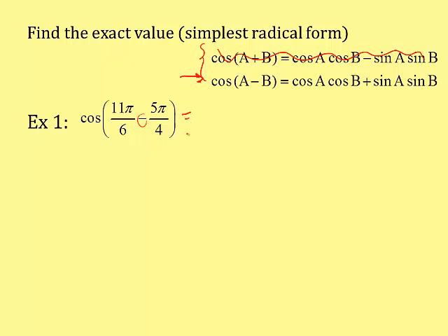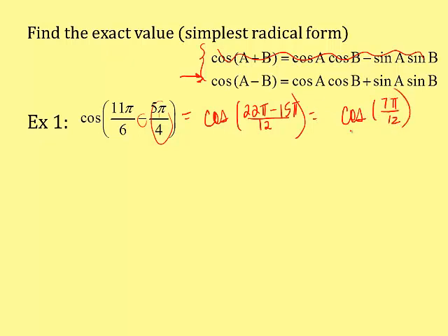If I got a common denominator on this, to find out what angle I'm really talking about, the common denominator would be 12. So I would do 12 on the bottom, multiply both by 2. I'd have 22 pi minus, this one I'd have to multiply by 3, so that'd be 15 pi. So it's asking me for the cosine of 7 pi over 12. That's not one of our angles on the unit circle. That's why we have to use the sum and difference formula.